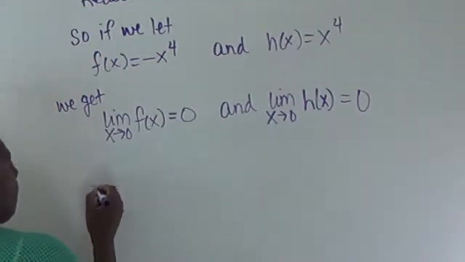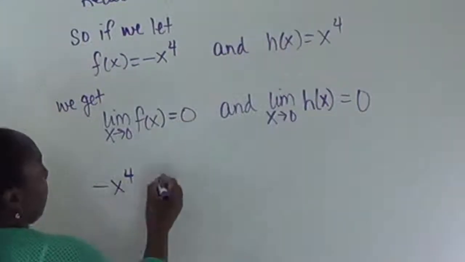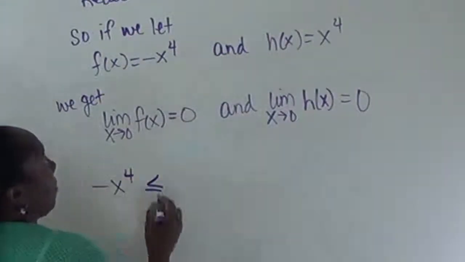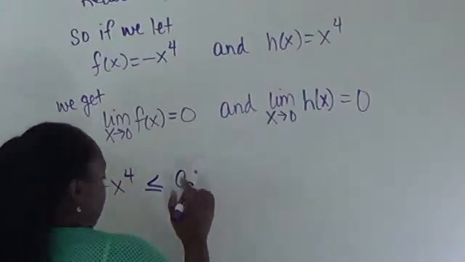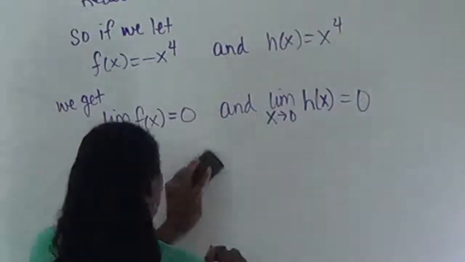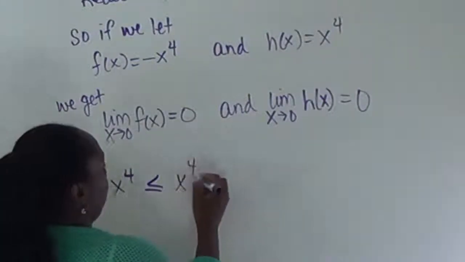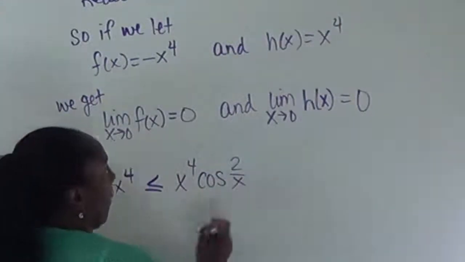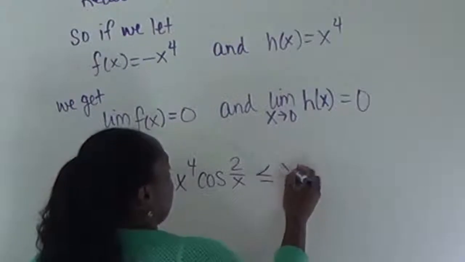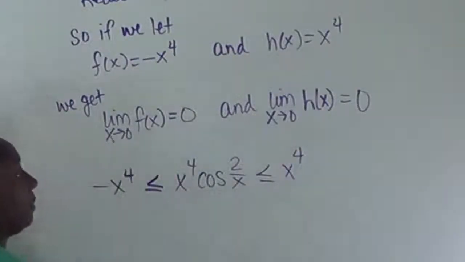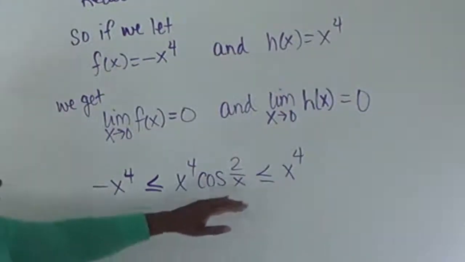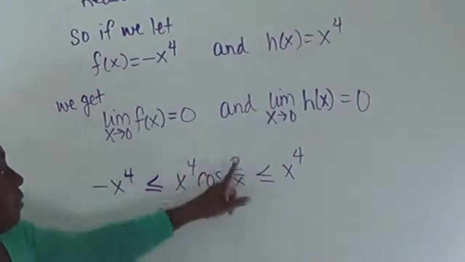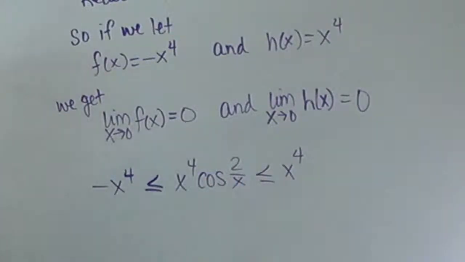And so I picked these functions because they relate a little bit to our cosine function, but more importantly, if we look at these functions, negative x to the fourth is always going to be less than or equal to x to the fourth cosine of 2 over x, and this is always going to be less than or equal to x to the fourth. Okay? And that's because no matter what our x value is, cosine of 2 over x is at most 1 or negative 1.